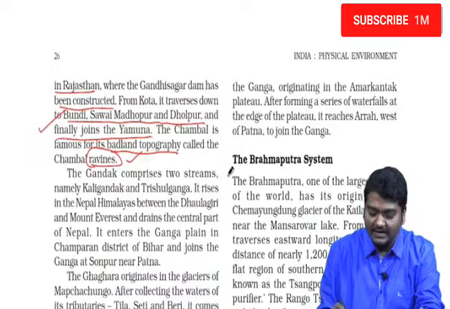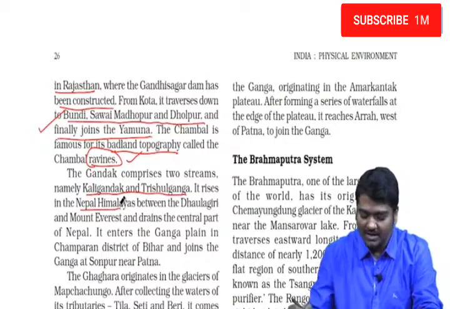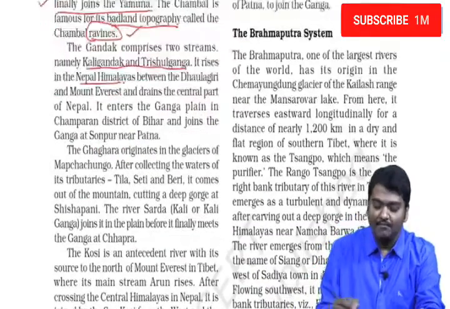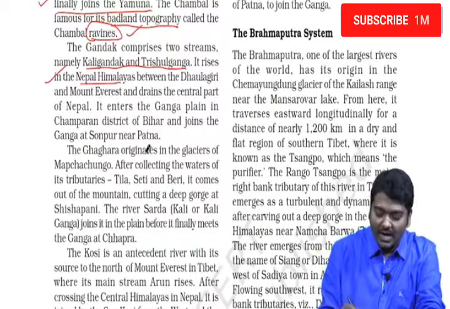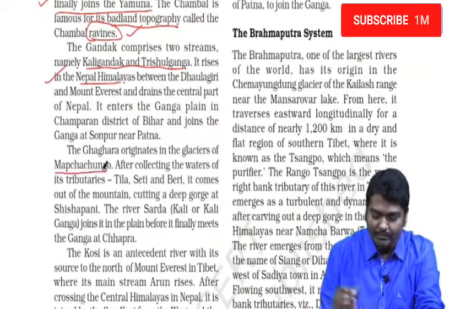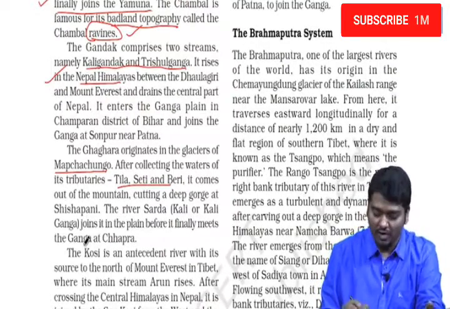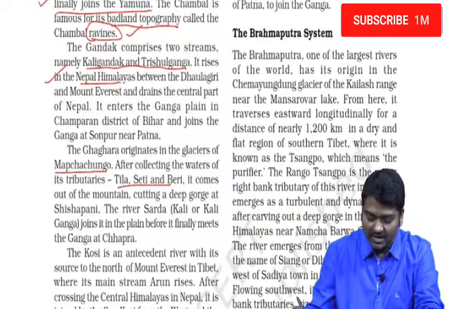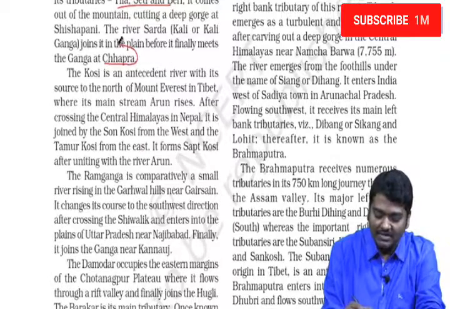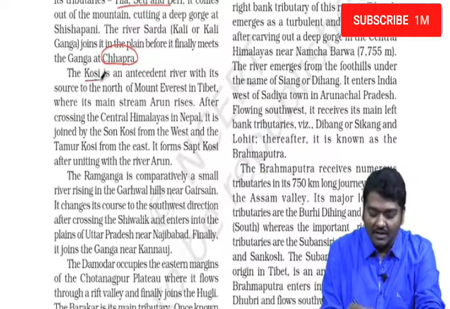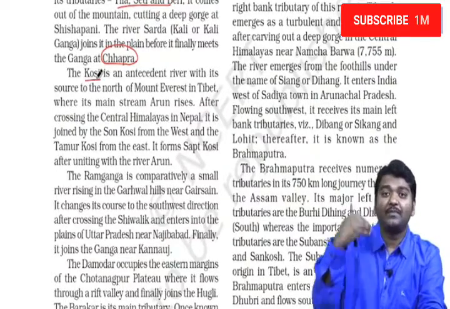The Gandak comprises two tributaries, Kali Gandak and Trishul Ganga. It rises in the Nepal Himalayas, not required much. You should know that Gandak is moving between Nepal and India. The Ghaghara originates in the glaciers of Mapchachungo. After collecting water from Tila, Seti and Beri, it comes out of the gorge. Then you have the river Sharda, Kali or Kali Ganga, and it joins Ganga at Chapra. The Kosi is an antecedent river. The meaning of antecedent river is that it is moving from the Himalayas.